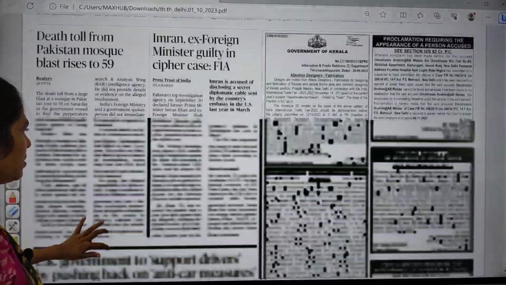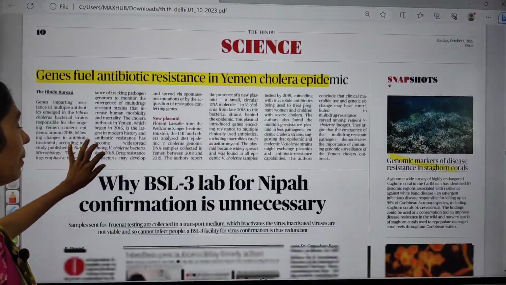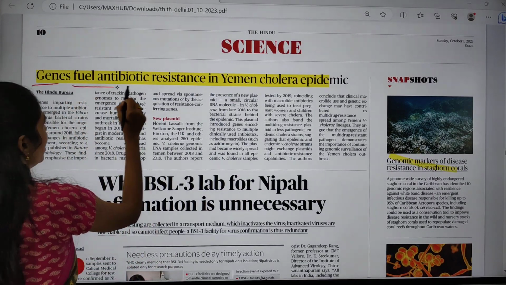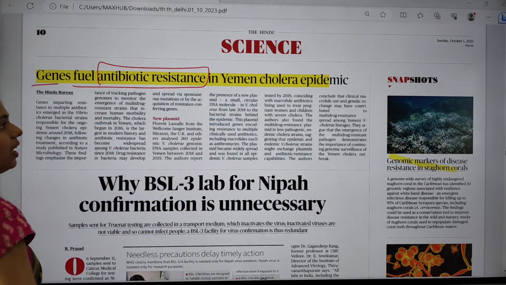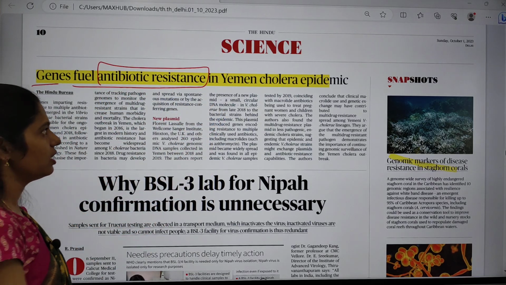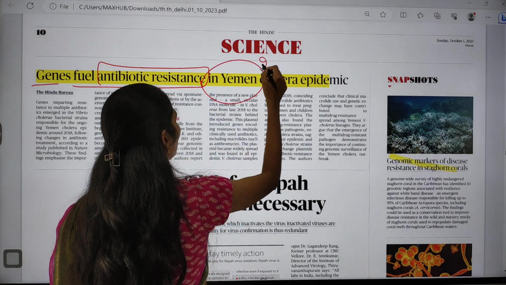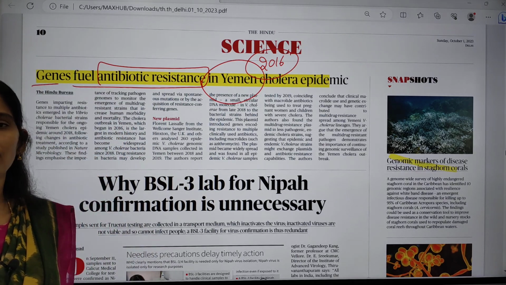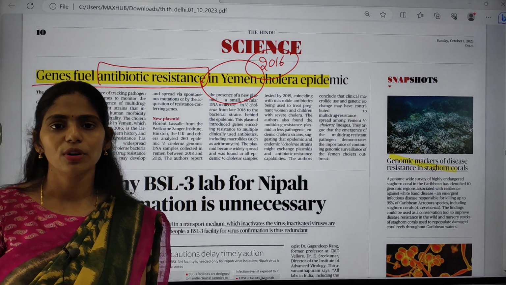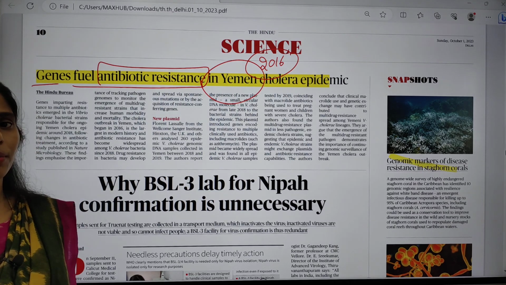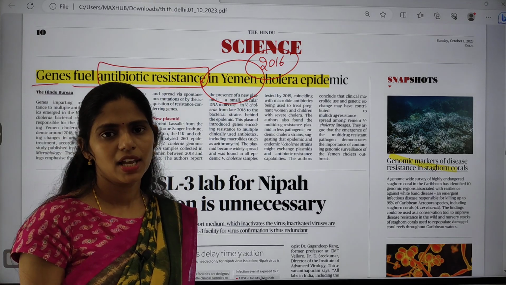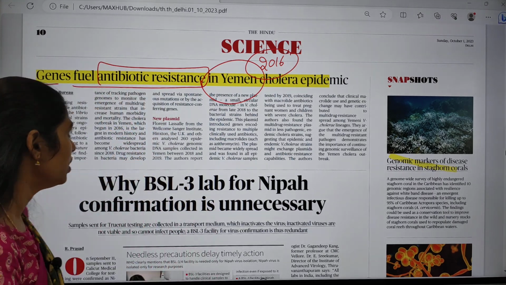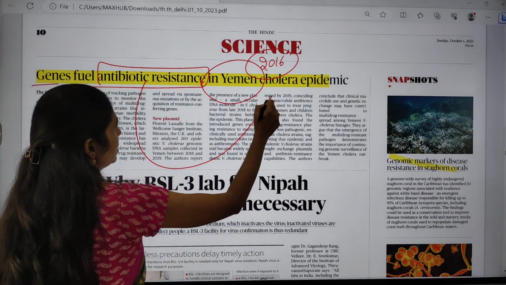And in this World page, there is nothing much important, but in this Science page you have to see some articles like genes fuel antibiotic resistance in Yemen cholera epidemic. Here, in 2016 in Yemen, this epidemic of cholera started. Finally they studied Vibrio cholerae, the organism or bacteria which causes cholera. And in that study they found some stunning realities, that antibiotic resistance is seen in this cholera.